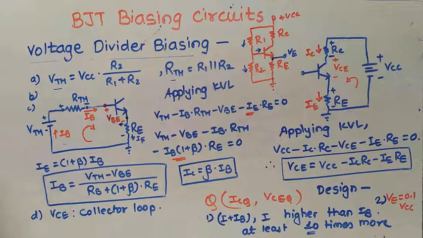Now what are the advantages of this voltage divider biasing network? The first advantage is the smallest value of S among the three biasing networks. We have studied the fixed bias circuit, and other biasing networks are not in our syllabus, so we have not studied them. If you compare the stability factor of other biasing circuits with this voltage divider biasing, then the voltage divider biasing has the smallest value for the stability factor S.